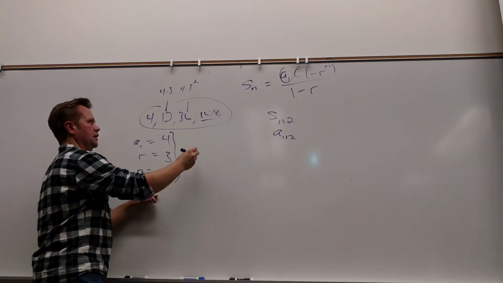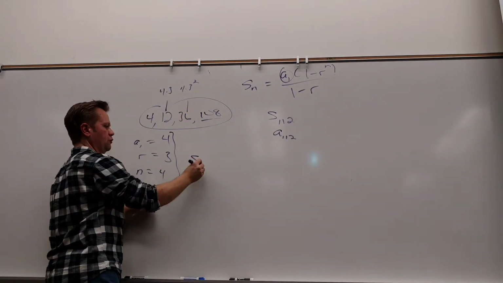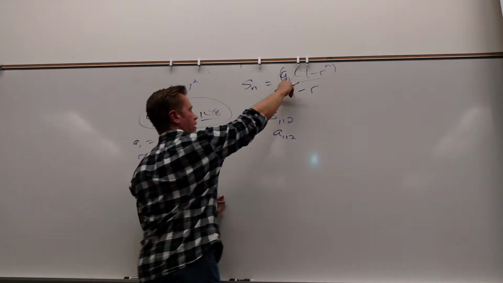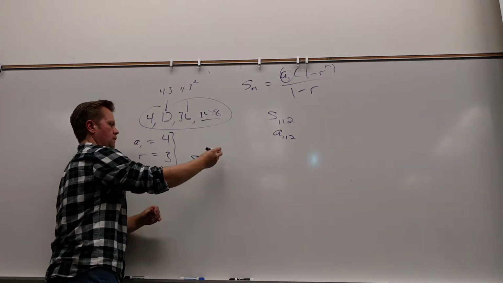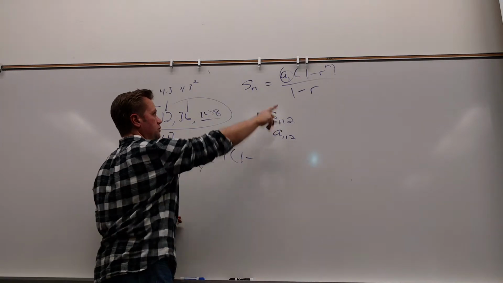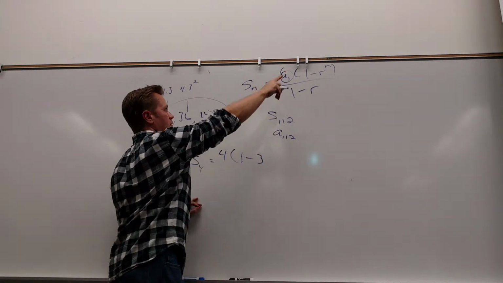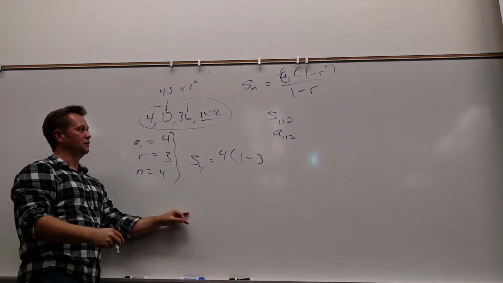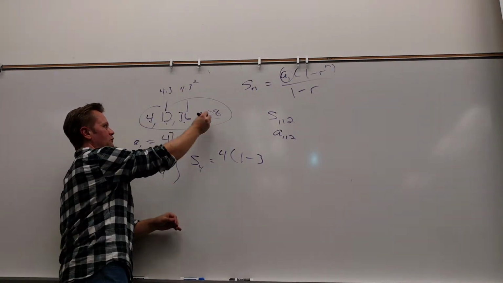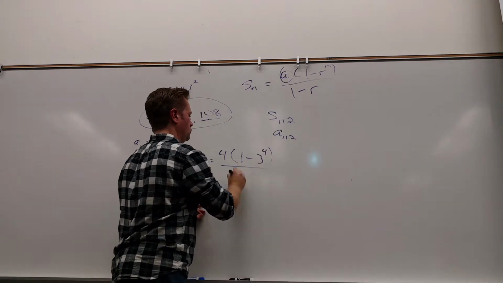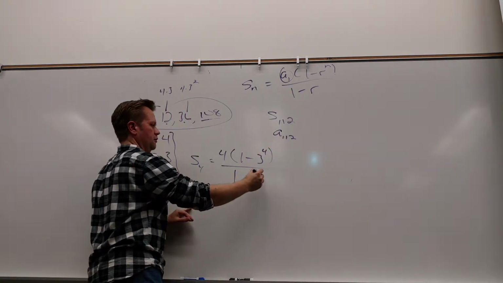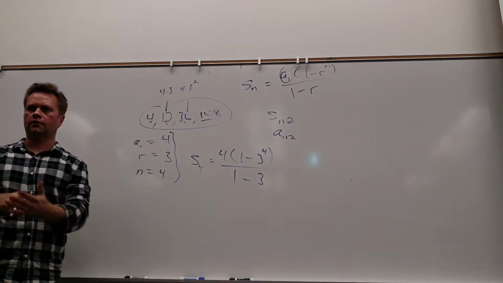So, using all this, let's put this together. So, Sn is that. So, S4 equals, what's A1 again? I'm just going to plug and chug now. What's A1? 4. 1 minus, what's R? 3. What's N? 4. 1, 2, 3, 4 terms. Over 1 minus R again? 3. I like it. So do that in the calculator.